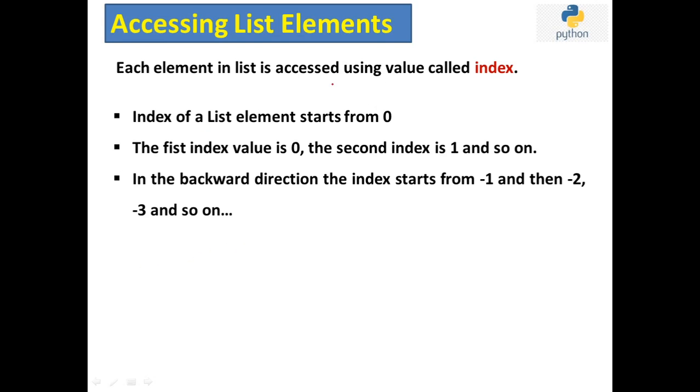The index of a list element starts from 0. That means it is following a particular type of order, moving from 0 to 1 and so on and so forth. In the backward direction, the index starts from -1, then -2, then -3 and so on.